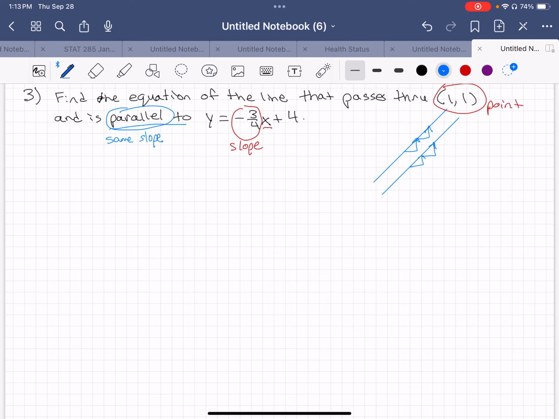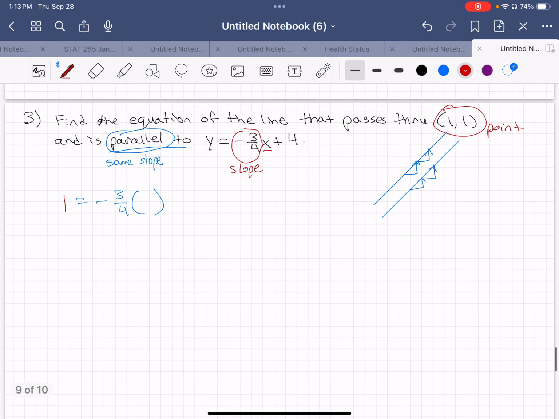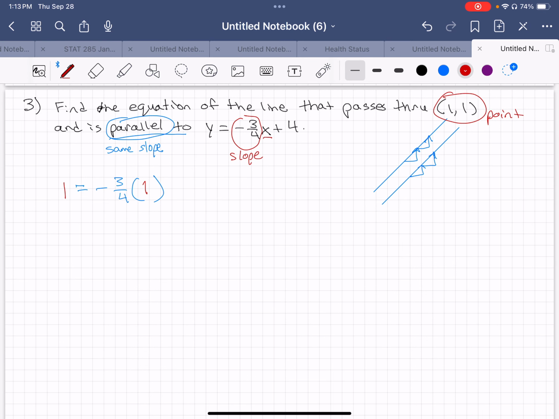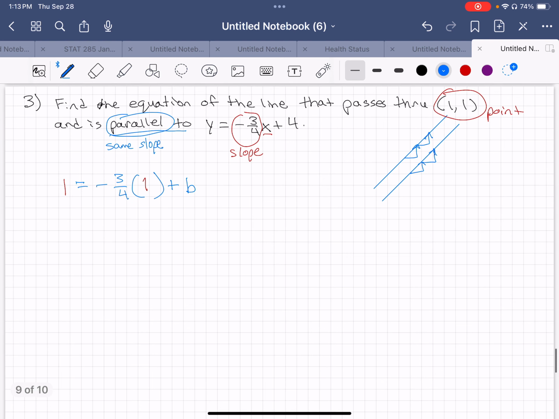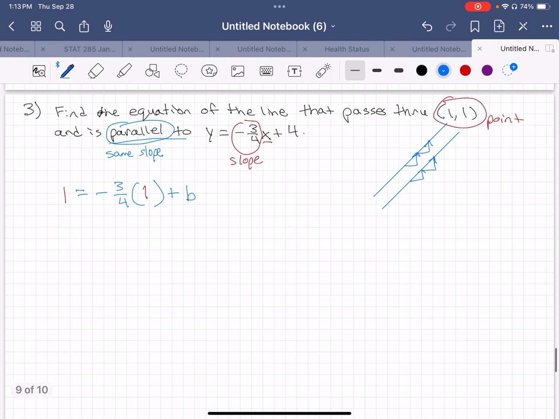Then it's back to how we did it before. So I plug my point in. I have y is 1. Slope is negative 3/4. X is 1. And plus b. Solving for b. Negative 3/4 times 1 is negative 3/4.